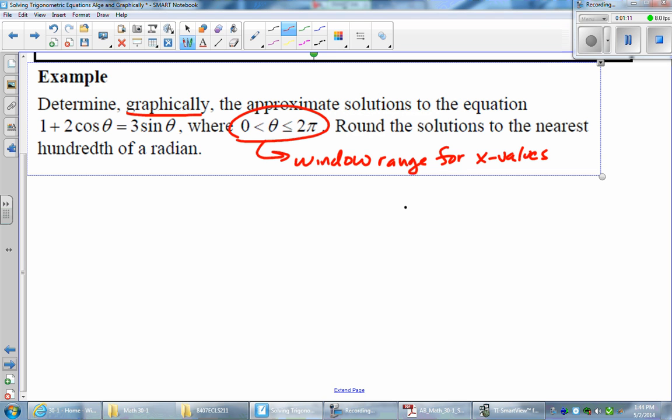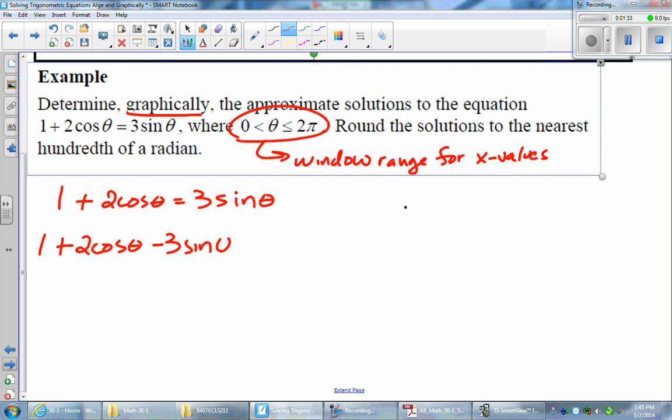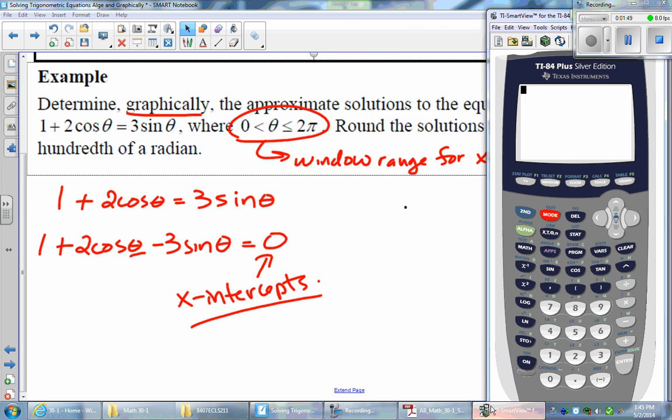Let's look at this equation first. As you can see, it's quite a complicated equation, because not only do we have a cosine in here, but we also have a sine theta involved. So I'm going to use method 1. I'm going to bring everything to one side and make it equal to 0. So I get 1 plus 2 cos theta minus 3 sine theta. If I bring everything to one side and make it equal to 0, I'm essentially trying to find the x-intercepts, because if I know what the x-intercepts are, that will give me my solution. In this case, it should be theta intercepts, but for the sake of graphing, I'm just going to use x.